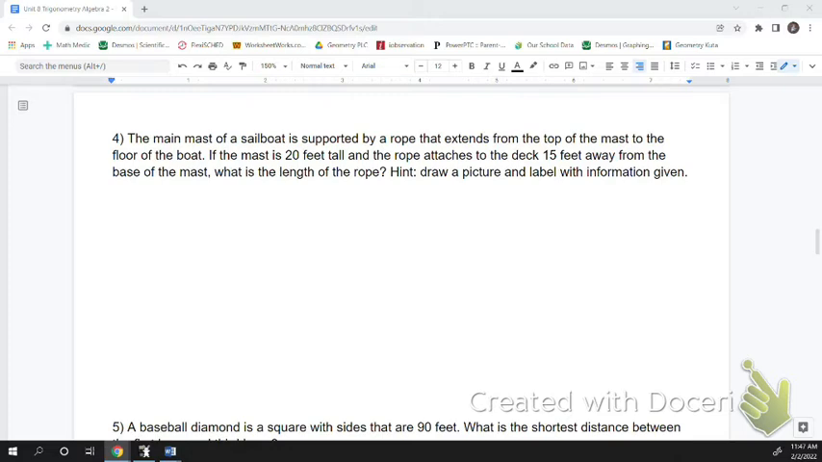Number 4. Hey, your favorite word problems. The main mast of a sailboat is supported by a rope that extends from the top of the mast to the floor of the boat. So let's draw a picture.